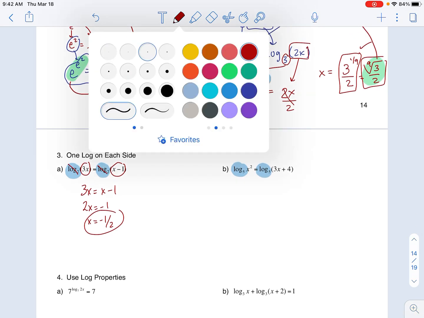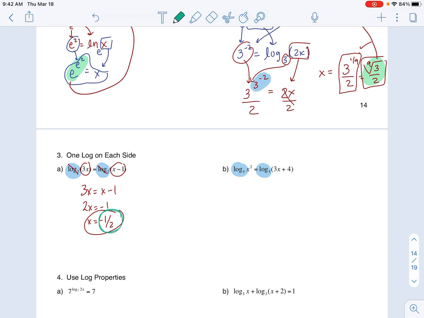Okay, so let's try this one though. When I now take this -1/2 and plug it in here, I notice I get 3 times -1/2, which is -3/2, which means that that argument is not greater than 0, and so this does not work, and we actually get no solution. This is an extraneous solution. So that's why you got to check.